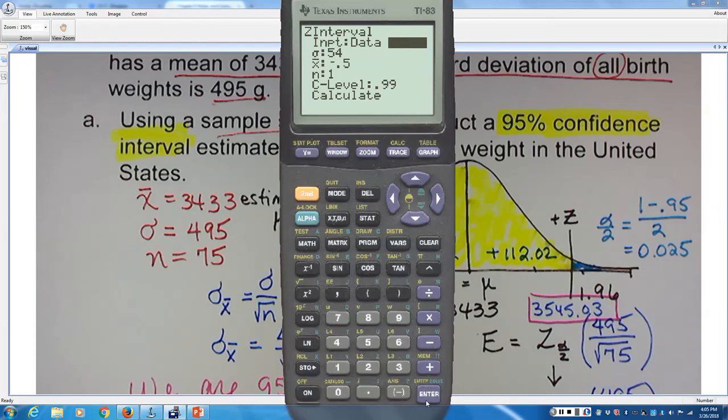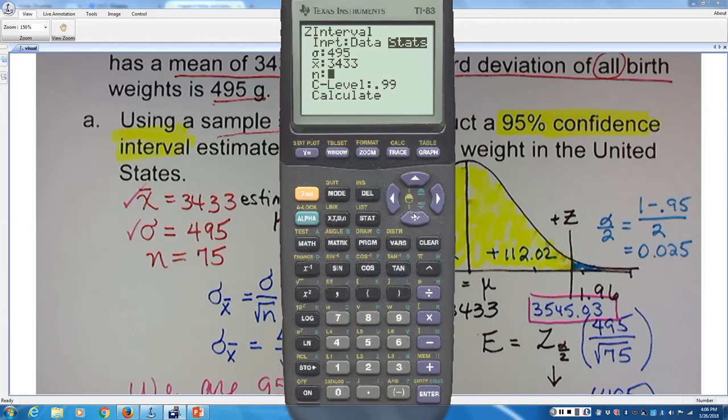The first question it asks us after we've chosen statistics is, okay, what is your population standard deviation? It didn't ask us the standard error, it said, what is your population standard deviation? That's all it asked us for. It's going to do the arithmetic. So our population standard deviation is 495. And then it says, okay, what is your sample mean? 3433.